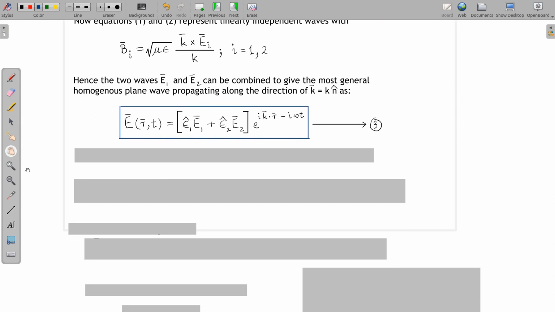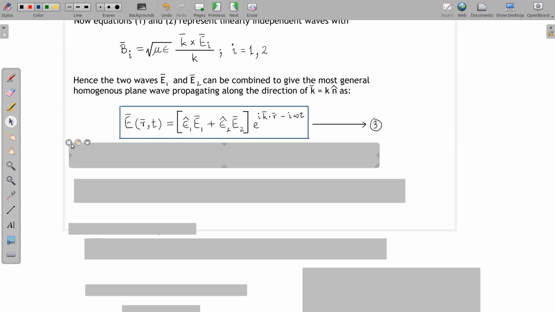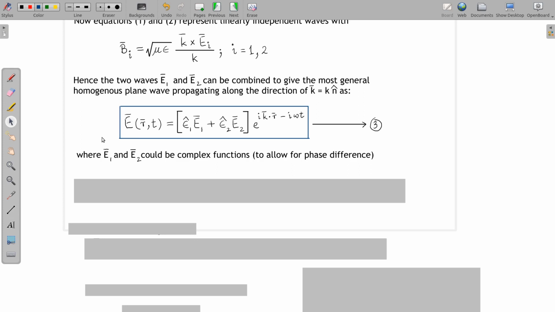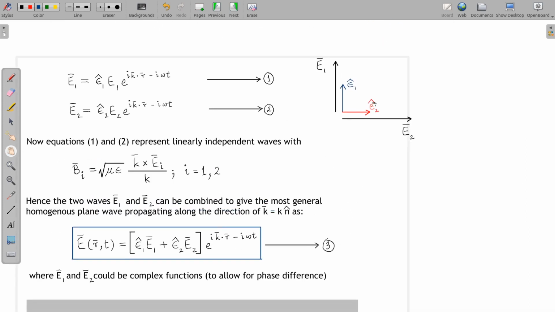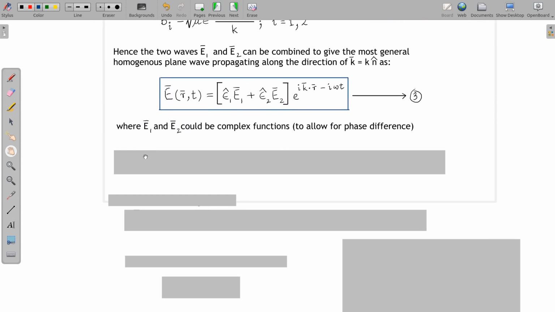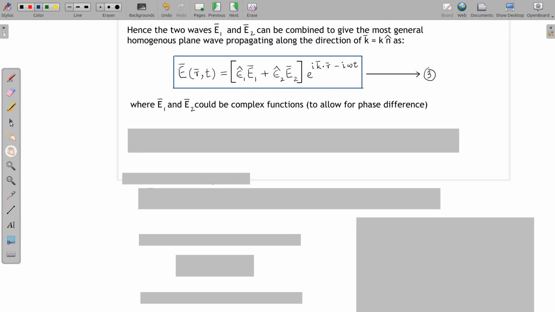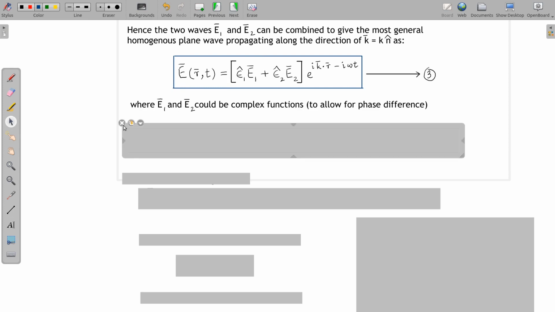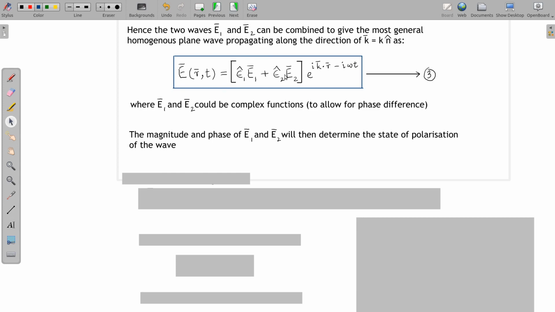Here I'd like to clarify that this E1 and E2 could be complex functions, because we are not only considering the direction, that is, these two orthogonal states are angled with each other, but we also have to allow for the fact that these two could have some phase difference. To allow for this phase difference, in general we allow them to be complex functions. So in such a scenario, from equation number 3, it is the magnitude and phase of these two vectors E1 and E2, because we are allowing them to be complex, that will determine the state of polarization of the wave.